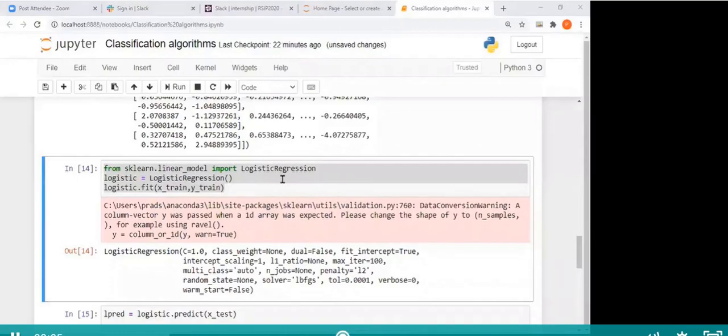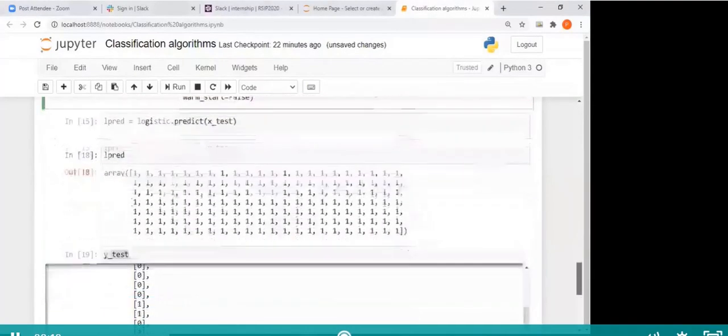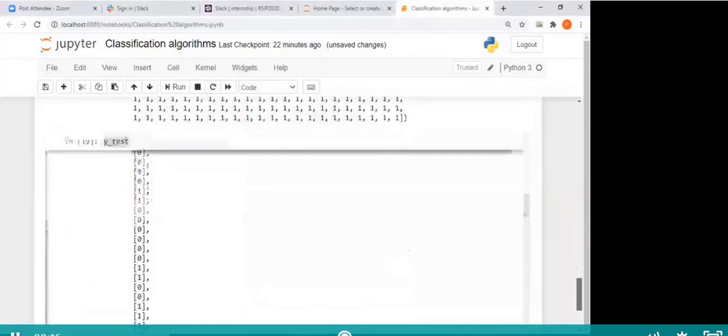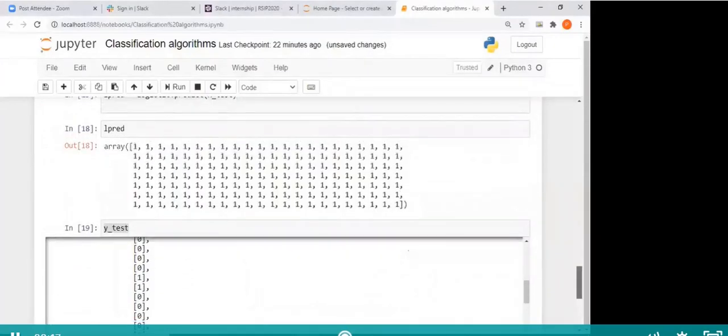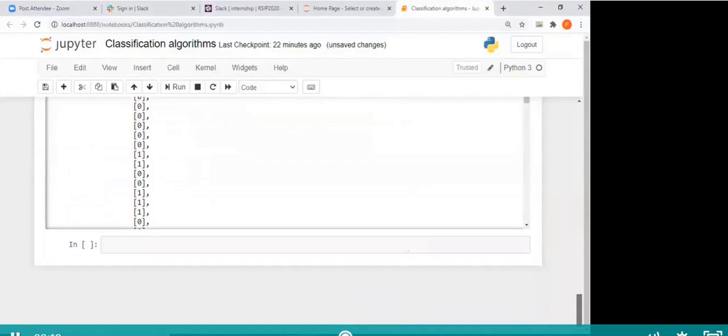So I'm putting that code to everyone, the logistic regression code. You can use it. Guys, done till here, everyone? Yes. So now let's see what is the accuracy that I got and what you got.